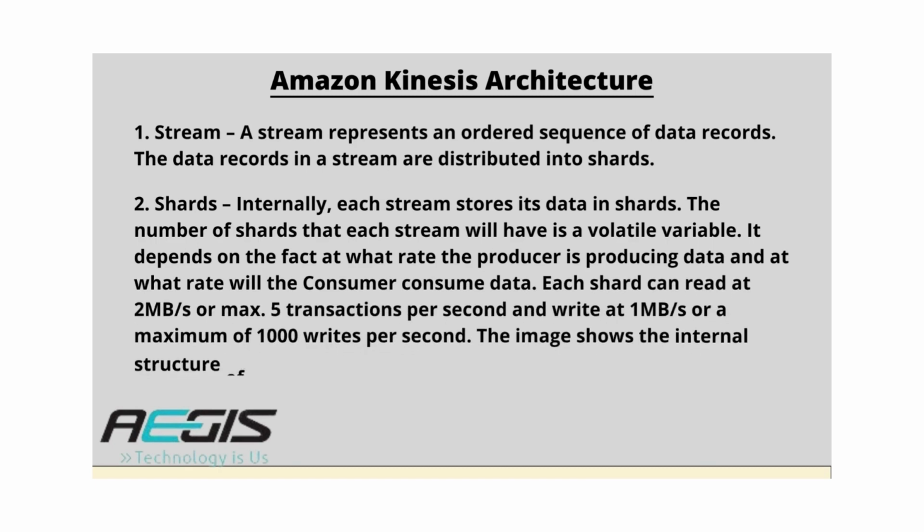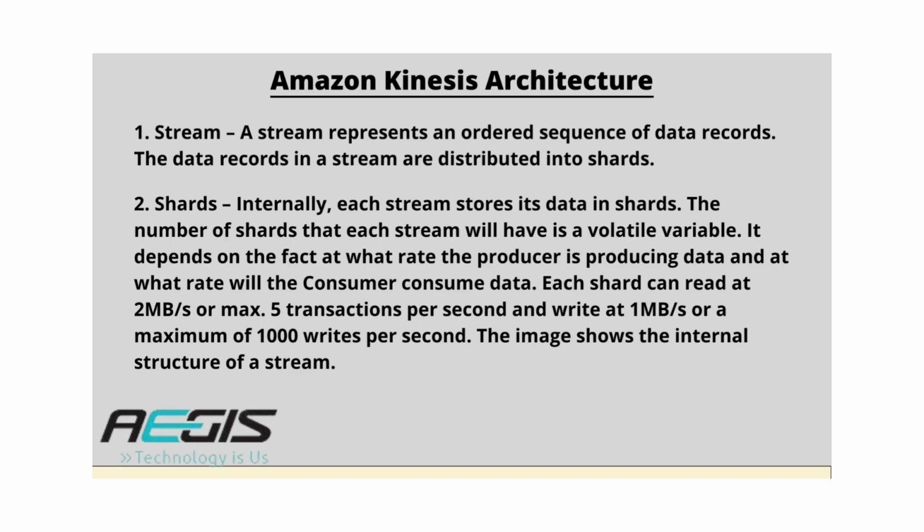Second is shards. Internally, each stream stores its data in shards. The number of shards that each stream will have is a variable. It depends on the rate at which the producer is producing data and the rate at which the consumer will consume data. Each shard can read at 2 megabytes per second or a maximum of 5 transactions per second, and write at 1 megabyte per second or a maximum of 1000 writes per second.